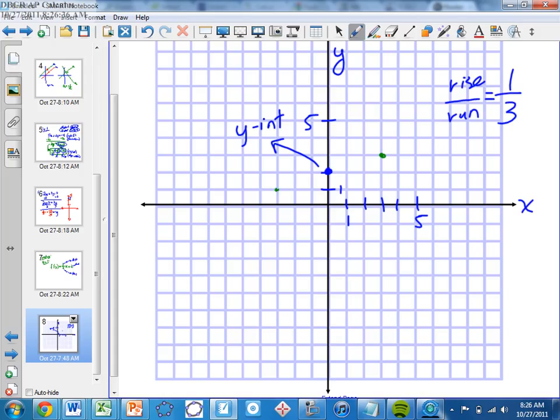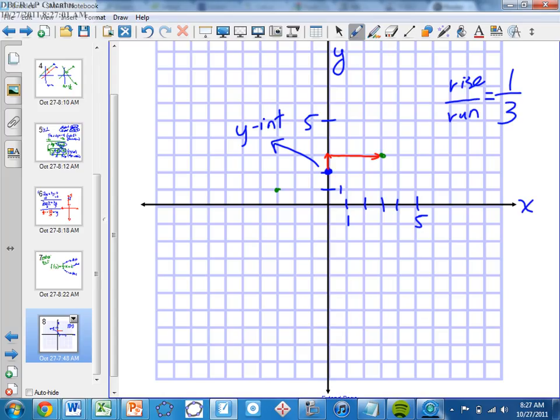Very good. Now it's important that we talk about what just happened here. Most people right away know how to plot this point. Would you agree? You go up 1. Again, we go up 1 value, that's our rise. We go over 3, that's our run.